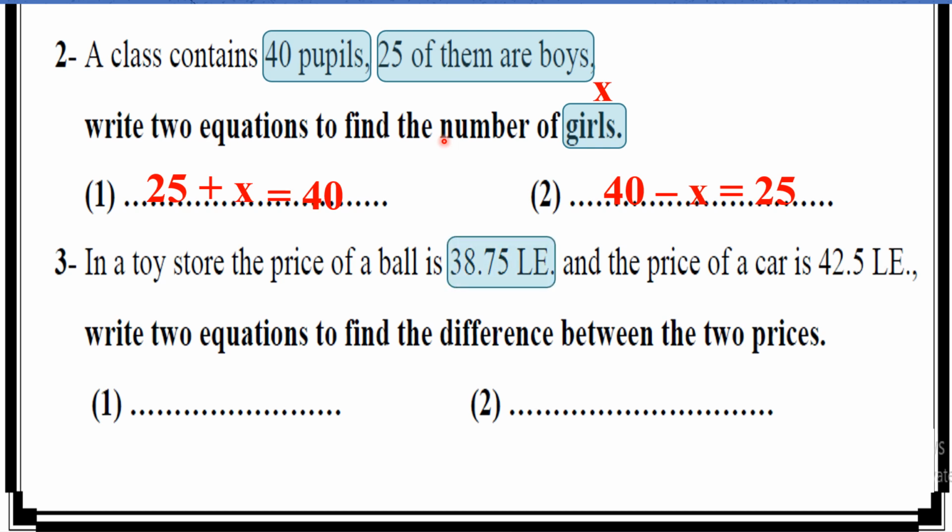So it will be 40 minus x equals 25. And also we can say 40 minus the boys to give me the girls. 40 minus 25 equals x.